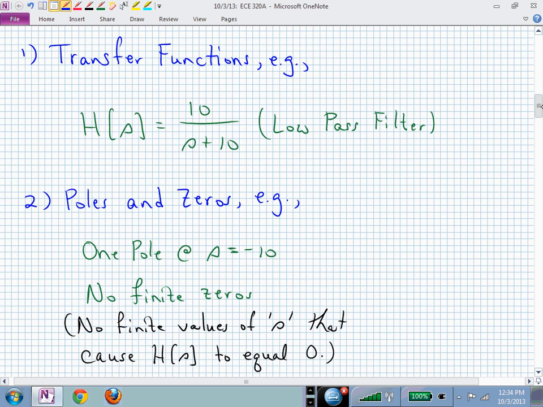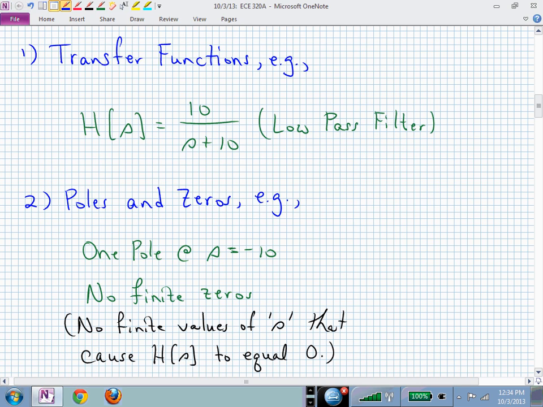We can then look at that transfer function and identify poles and zeros of that transfer function. What values of s, what finite values of s cause the denominator to vanish or to equal 0. Those we call poles, and those are our x's in our diagram. What finite values of s cause the numerator to vanish. Those we call zeros. In this particular low-pass filter, there are no finite values of s that cause H of s to vanish. So somebody might say, well, there's an infinite 0.